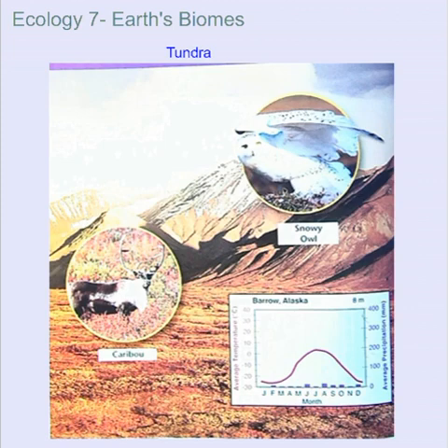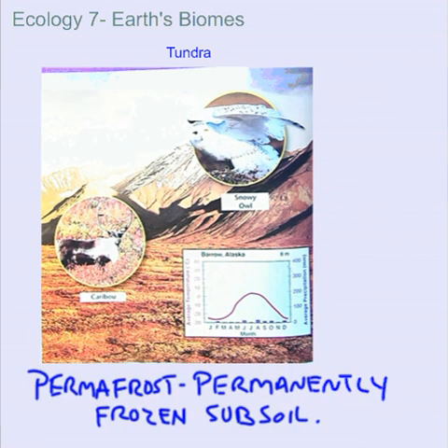This is a layer of permanently frozen subsoil. During the short, cool summer, the ground thaws to a depth of a few centimeters and becomes soggy and wet. In winter, the topsoil freezes again.